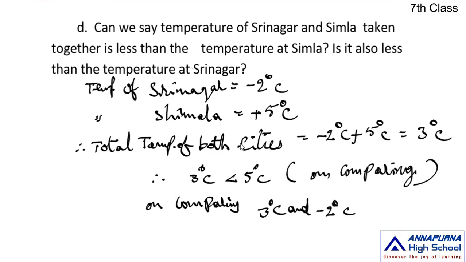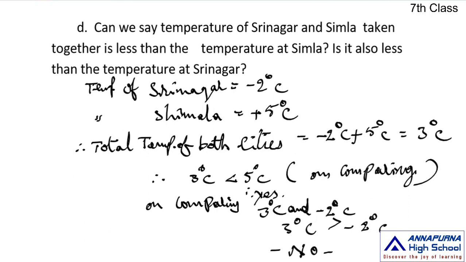Here the first one is, is it less than the temperature of Shimla? You should write it as yes. Here I forgot. Therefore, yes, you write for the first one the answer. Yes. Second one, is it also less than the temperature of Srinagar? Now compare it. So that means 3 degrees centigrade is greater than minus 2 degrees centigrade. Now, is this 3 degrees less than the temperature of Srinagar? Obviously, no. It is not less than. It is greater than the temperature of Srinagar.